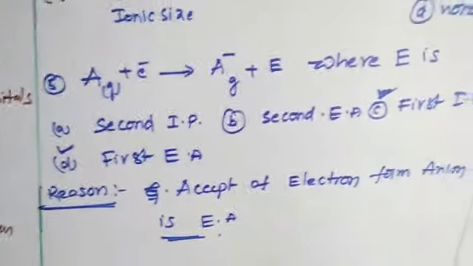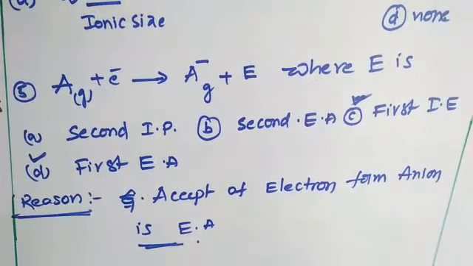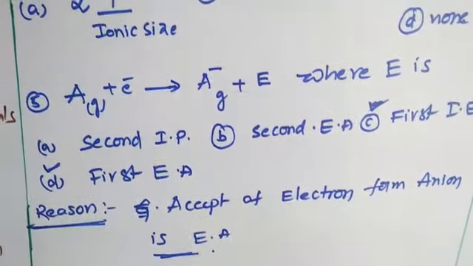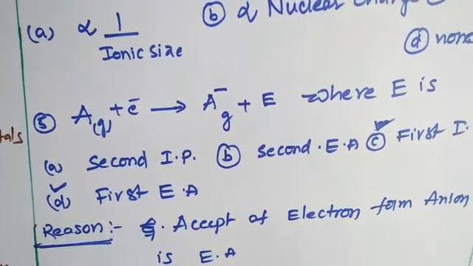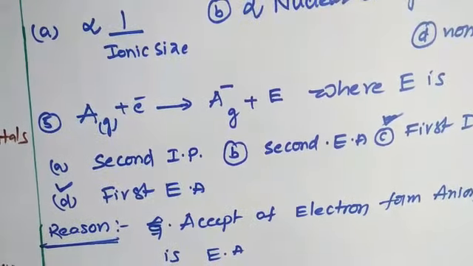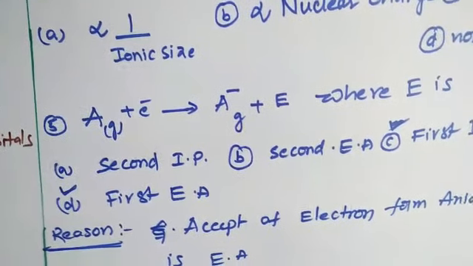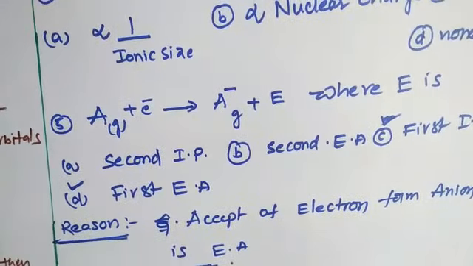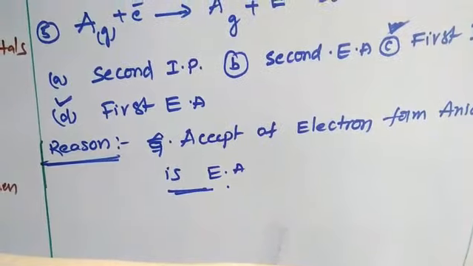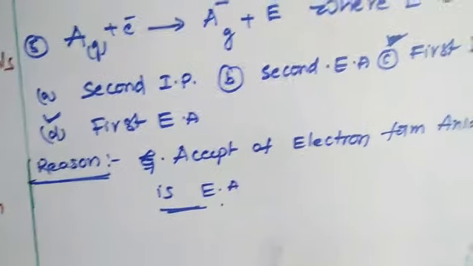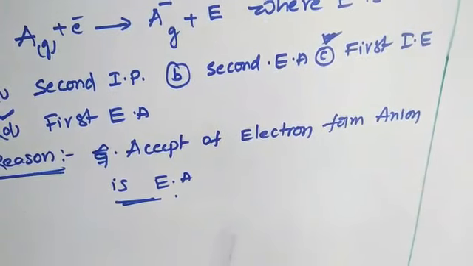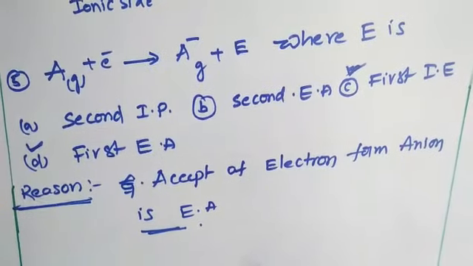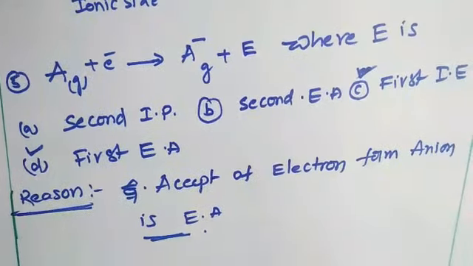Look here. A in gaseous state plus E gives rise to A minus plus E. It means what? A is an element that can gain an electron. It forms an anion with some energy. But what is the meaning of E? So look here. In the periodic table, any element that accepts an electron to form an anion, it is called electron affinity. Electron affinity means gaining of an electron, forming an anion.